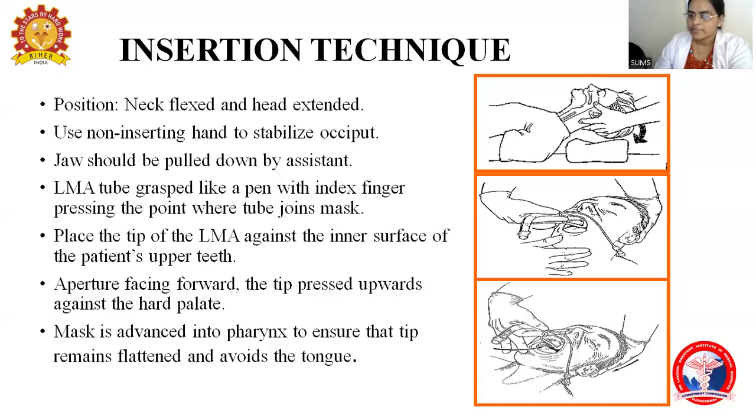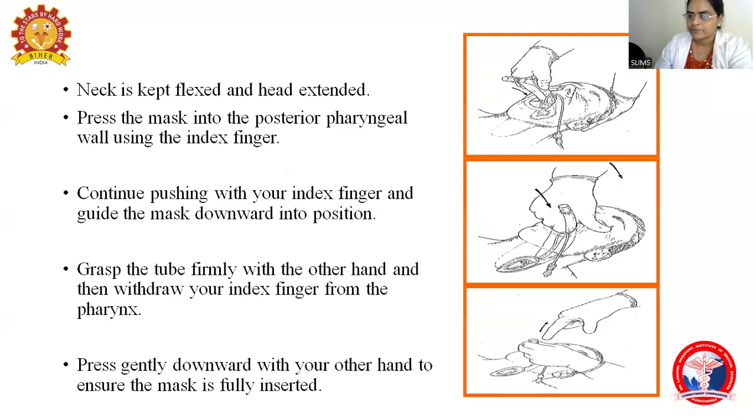Place the tip of the LMA against the inner surface of the patient's upper teeth, aperture facing forward, with the tip pressed upwards against the hard palate. The mask is advanced into the pharynx, ensuring that the tip remains flattened and avoids the tongue. So these are the crucial steps for the insertion of the LMA.